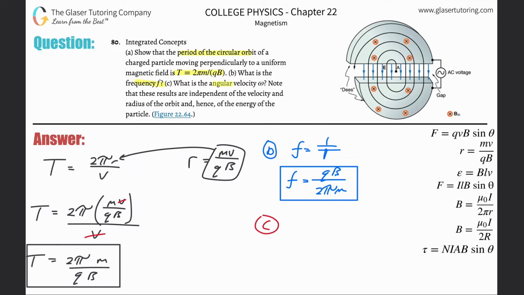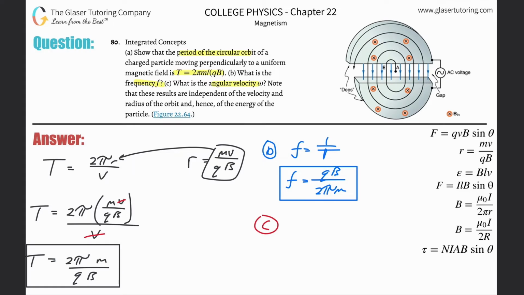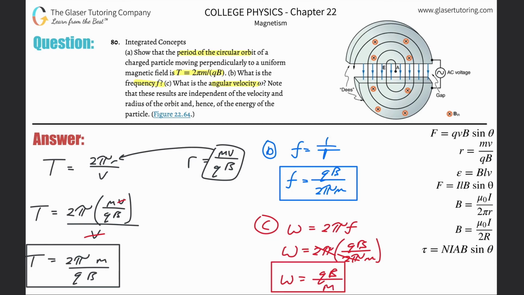Letter C now. It says, what is the angular velocity omega? So we have to remember that the angular velocity, omega, is equal to 2 pi multiplied by the frequency. Again, this all comes way back from circular motion, so check out that chapter if you need a little review. So the angular velocity is equal to 2 pi multiplied by the frequency here, which is going to be qB divided by 2 pi times the mass. See you later, 2 pi. qB all over m. And that's then the angular velocity.